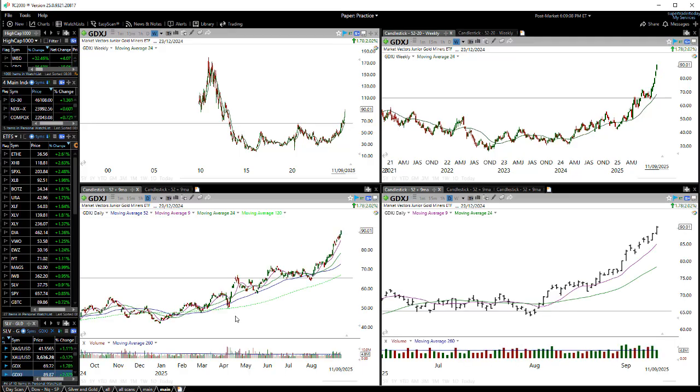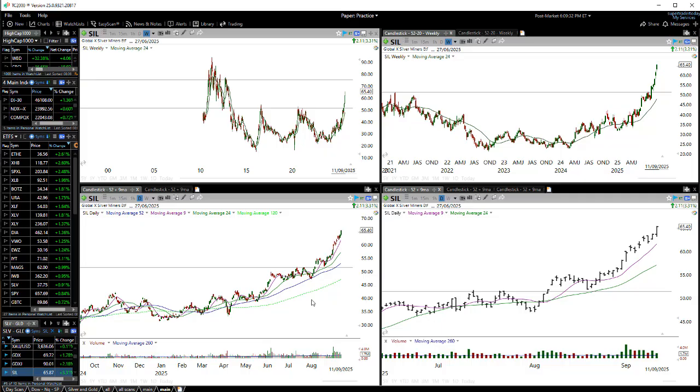This is the GDXJ. Just looking at some potential targets where we may get to. Yeah, we're probably getting into that level right now, aren't we? Very close to a whole level through here, somewhere through there. So we're getting very close towards that target now on the GDX and the GDXJ. Very strong moves.